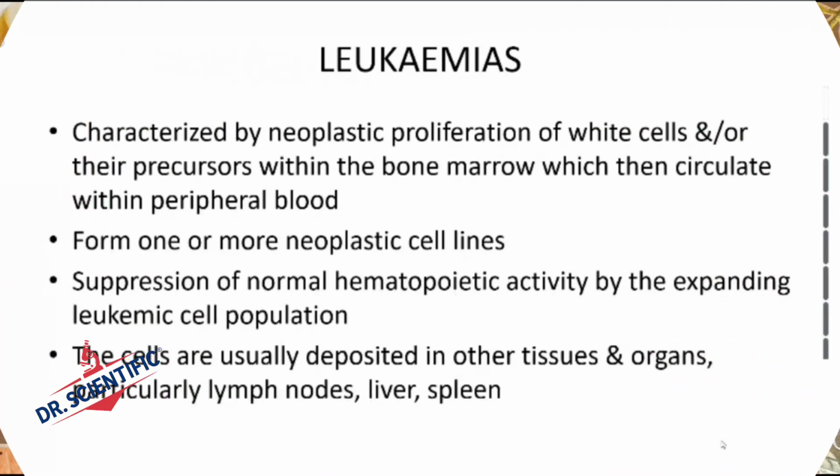Then we have leukemias. So leukemias are characterized by neoplastic proliferation of white cells. So when you talk of leukemia, when you talk of leukocytes, you're talking of white cells. So proliferation of white cells or their precursors within the bone marrow, which then circulate within the peripheral blood. When you talk of precursors, you're talking about, for example, the immature cells before they become those particular white cells.